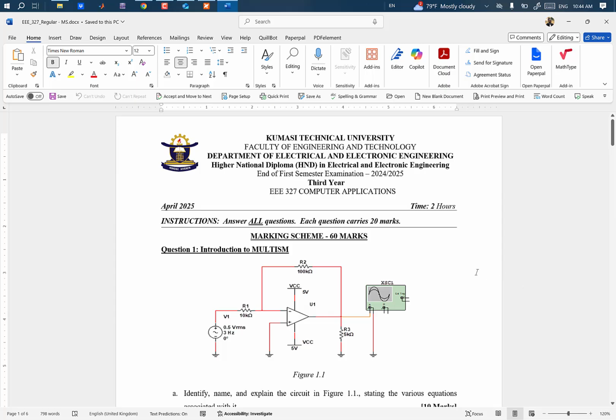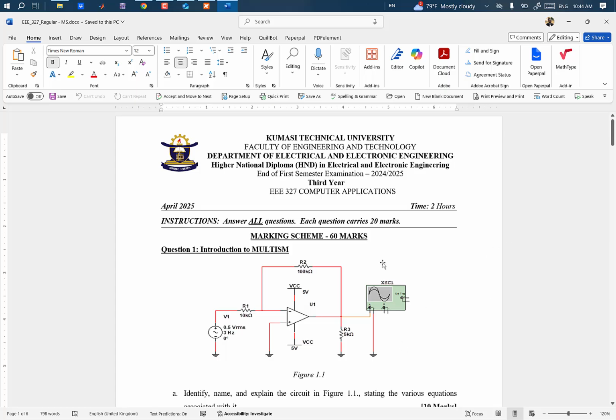Today we are looking at some past questions and what is required of students. So today it's basically the computer applications past question for April 2025. This very one is the regular session.